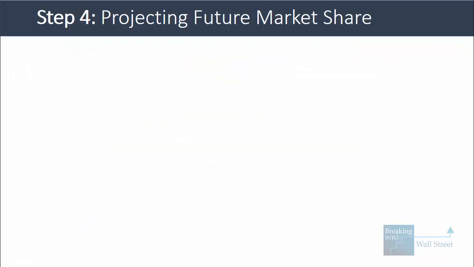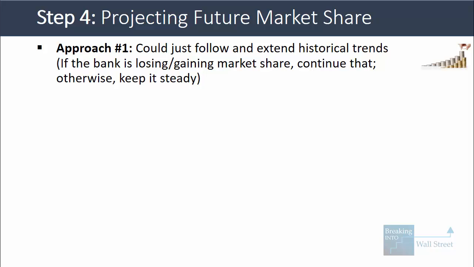Now, step 4, to project the future market share. There are 3 different approaches you could use here. First off, you could just look at historical trends and then extend them. So if the bank is losing market share, maybe they keep losing market share and you extend that. If they're gaining market share, you might do the opposite. And if it's not changing much, maybe you keep it about the same.